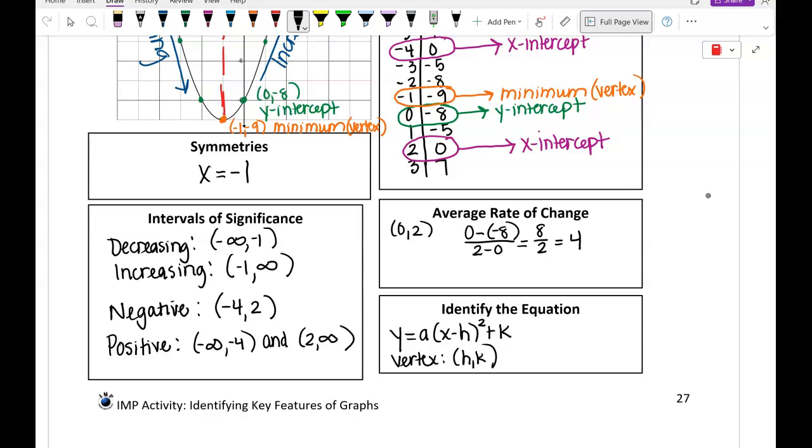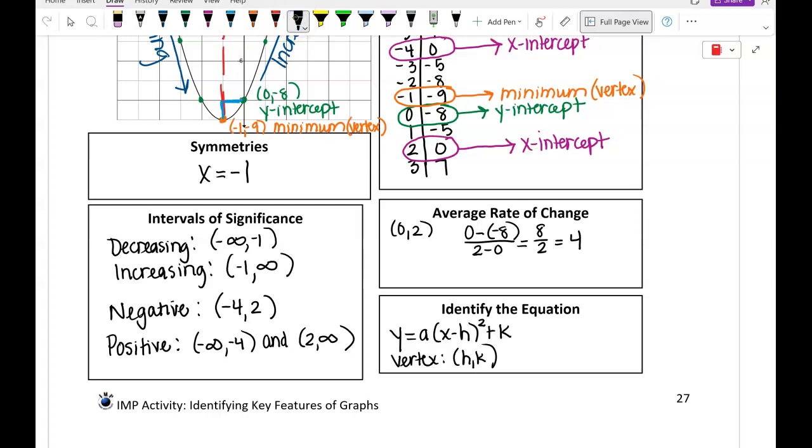Now, we could solve for the a value, but I'm going to show you a little trick here. If from your vertex you go up 1 and over 1 to your next point, that means your a value is 1. If you go up more than 1, then we know we have a different a value. But because I go up 1 over 1 to get to that first point, obviously it changes after that. My a value is 1 in this case.